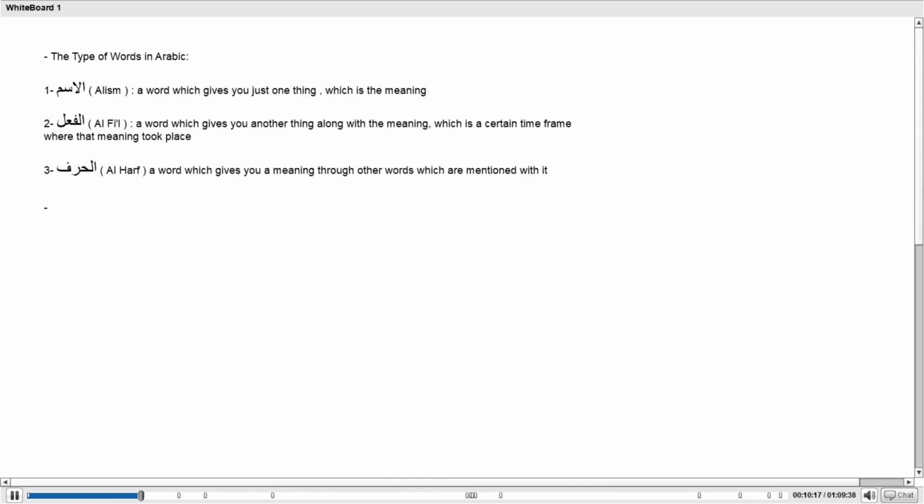Okay, الاسم والفعل, the noun and the verb. The Sarf studies mainly the second. Mainly the second. Then, secondarily, the first, meaning the first type of words, which is al-ism. Clear?